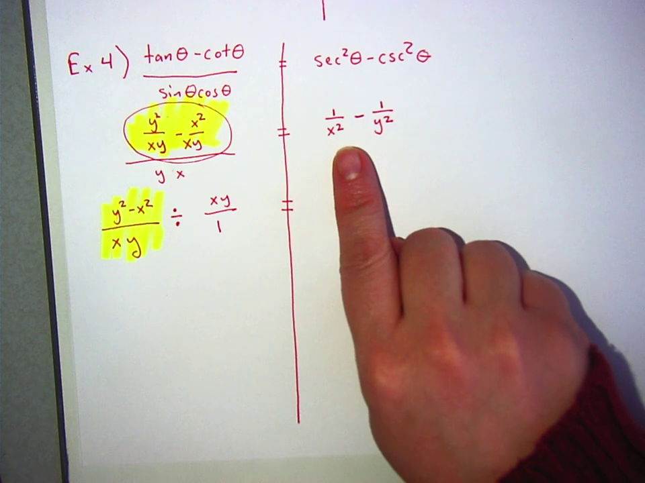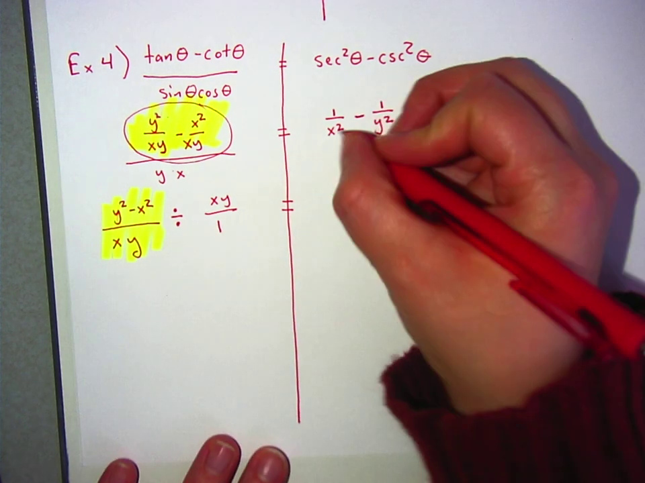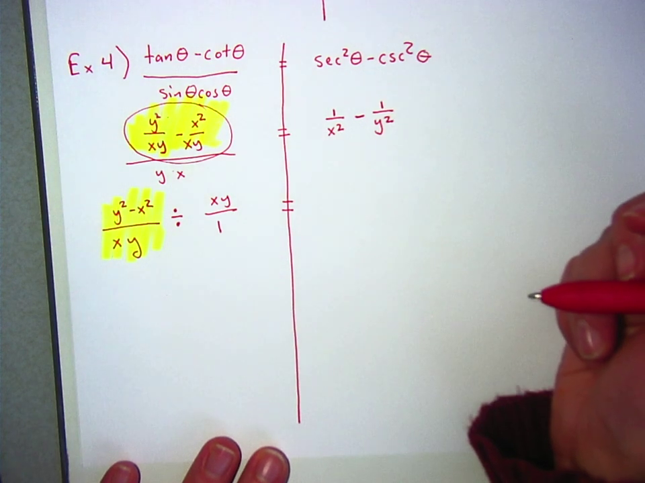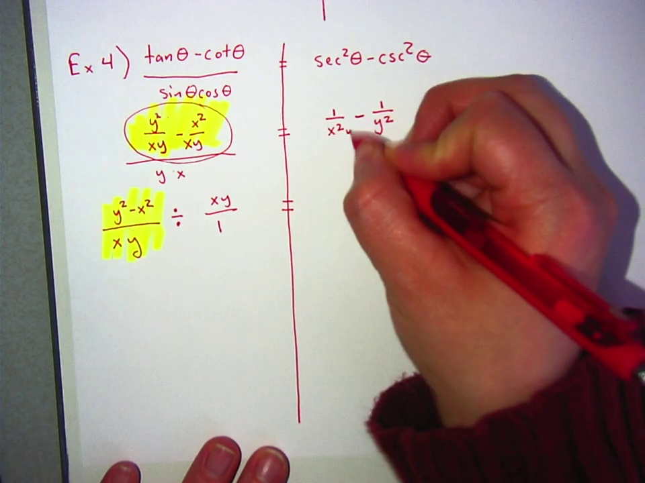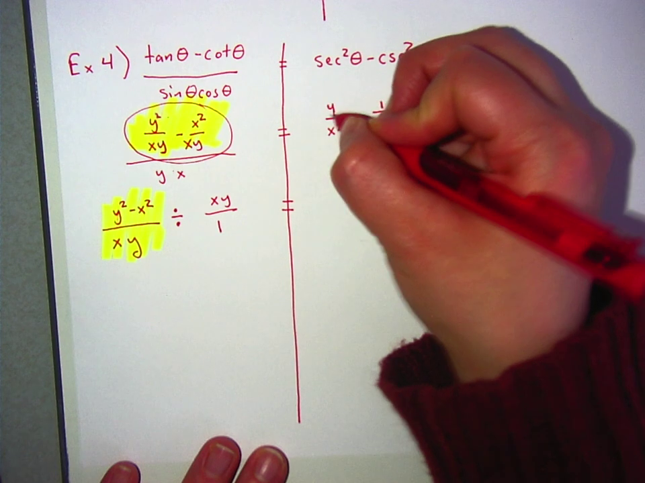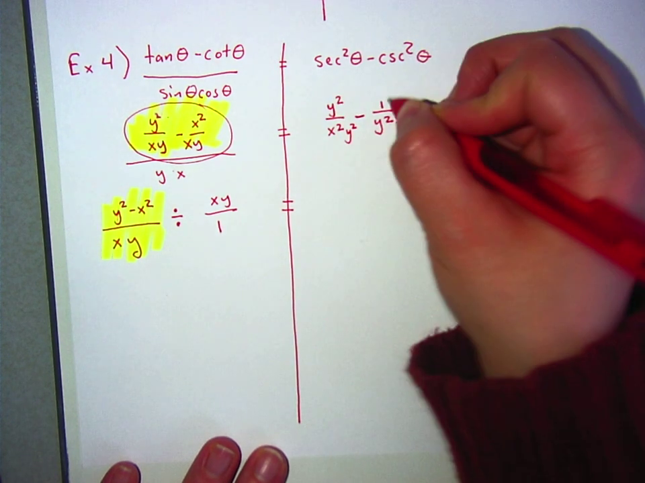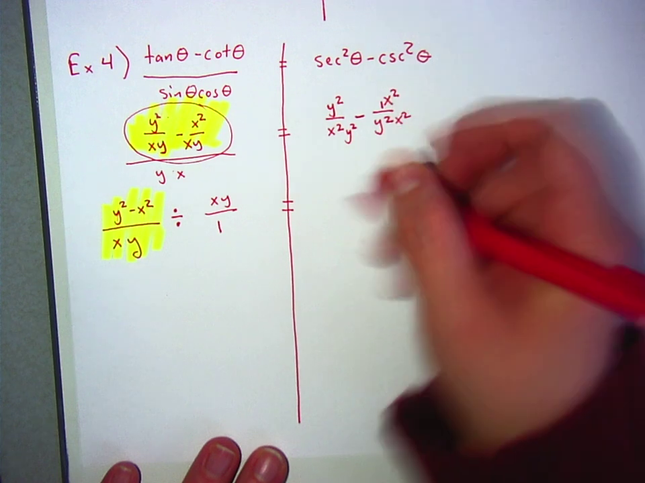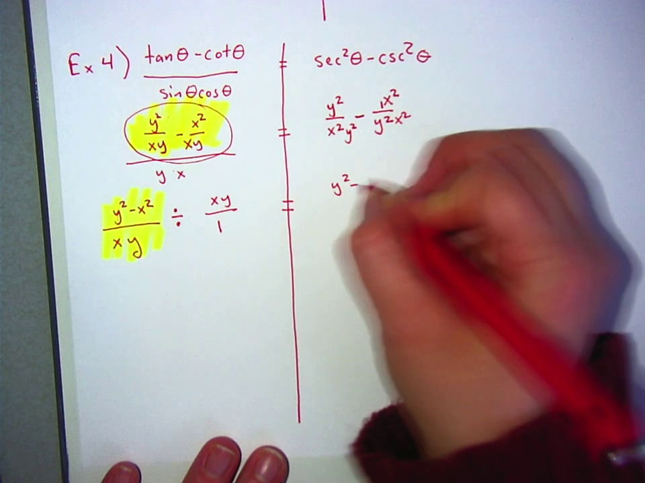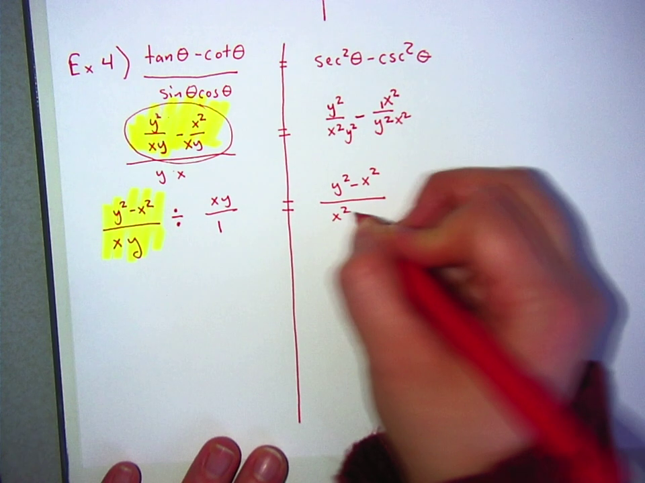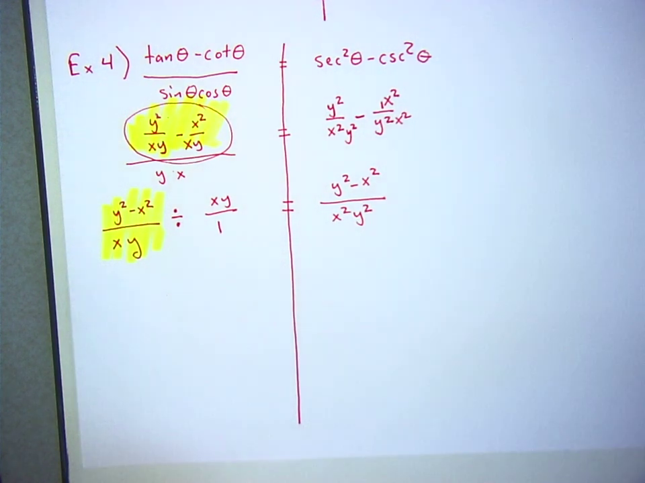Let's change it. Common denominators? All right, so if this is an x squared, what's my common denominator? y squared, x squared, y squared. X squared, y squared. So I'm going to add a y squared under here, and then I'll put a y squared up here. This one needs an x squared and an x squared up here. So now I've got y squared minus x squared over x squared, y squared. This is starting to look good to me.